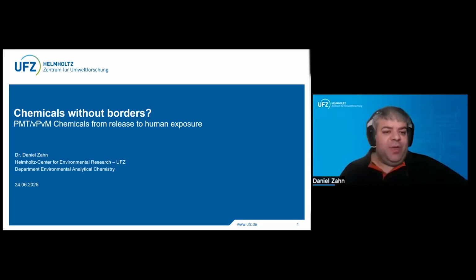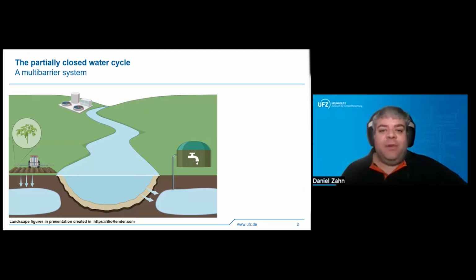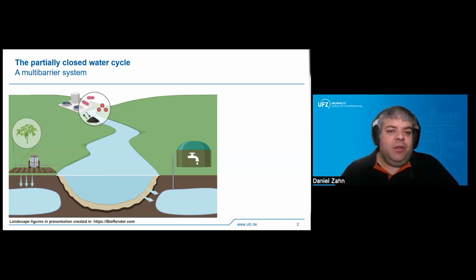My presentation today is named Chemicals Without Borders. So I want to have a look with you how PMT chemicals spread in the water cycle. If we have a look at the water cycle, we often talk about a multi-barrier system because we want the water cycle not to become a chemical cycle. So we have our wastewater treatment plants where we can have biological degradation, chemical degradation if there's advanced treatment, and sorption processes taking place.